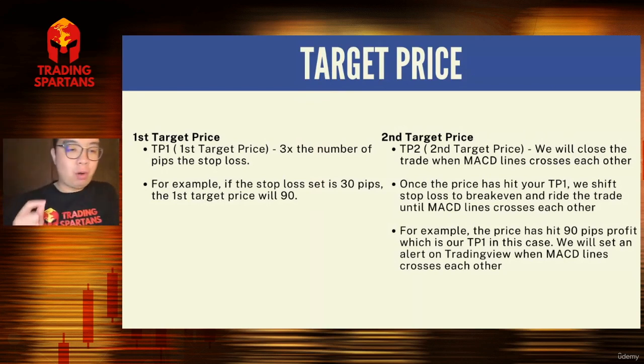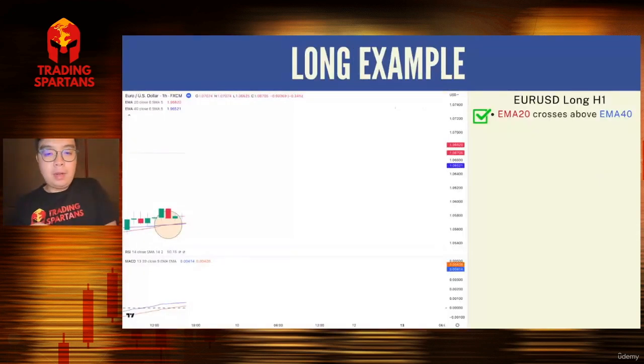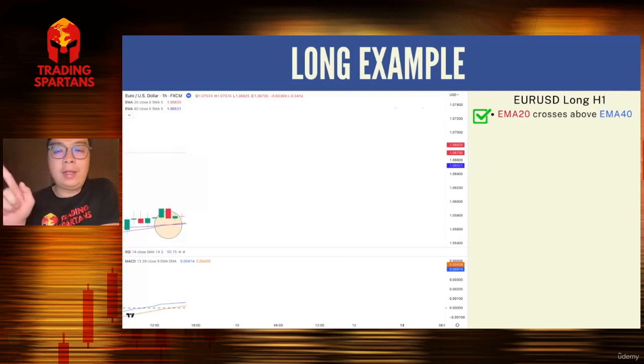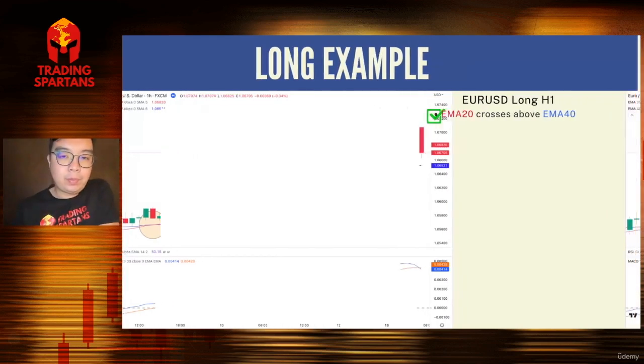Okay, so let me go to an example. This is a Euro-Dollar H1 chart. You can see that EMA 20 is now above EMA 40 on the left. Which is why I have a tick, because it passes my trigger. So it's time to look for a retracement to touch my EMA 20.